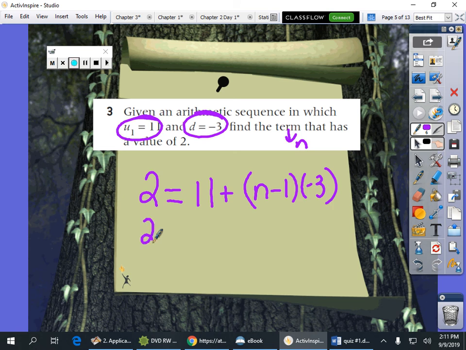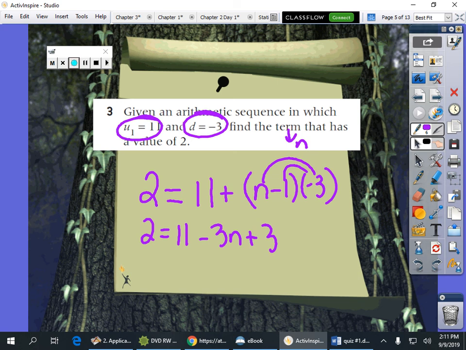All right, so we have 2 equals 11 minus 3n plus 3, and it looks weird because I'm distributing backwards because my multiplication's on this side. I just distributed. Negative 3 times a positive n is negative 3n. Negative 3 times a negative 1 is positive 3.